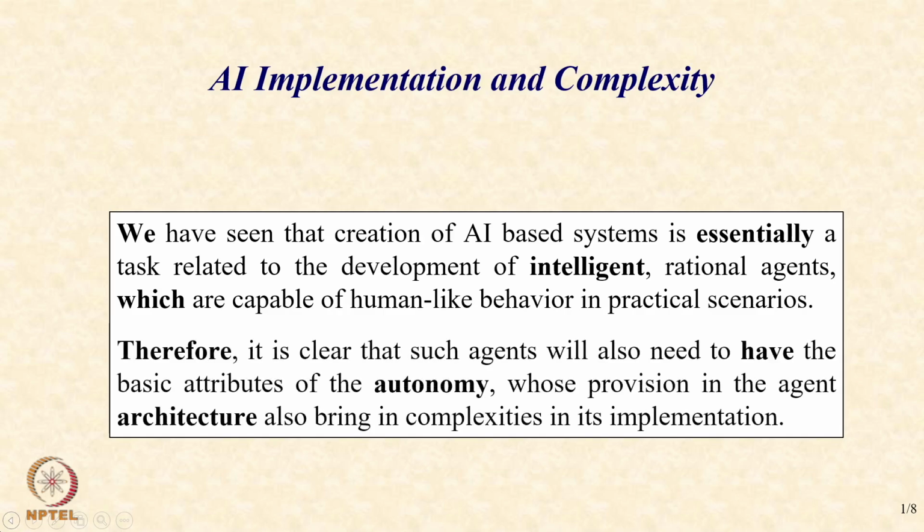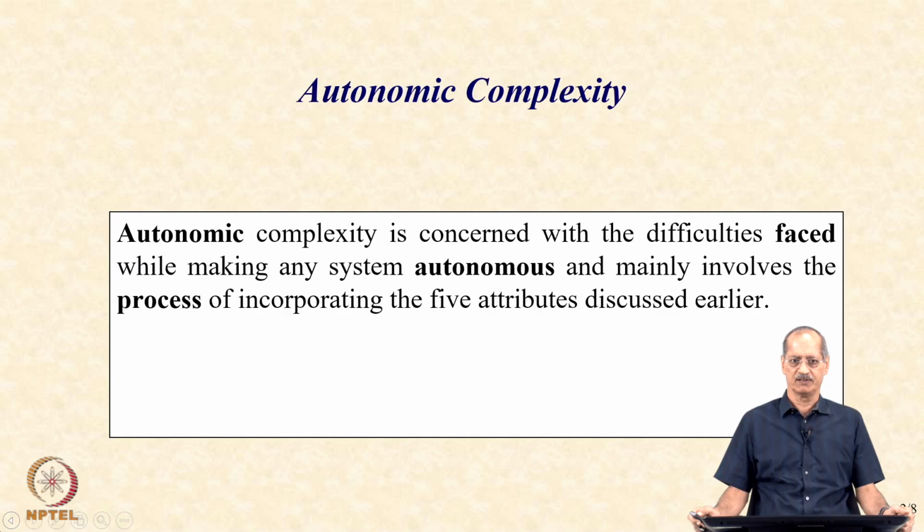Therefore, it is clear that such agents will also need to have the basic attributes of autonomy, as we have seen, whose provision in the agent architecture also brings in complexity in its implementation. So, let us look at some of those aspects of complexity that we will have to deal with.